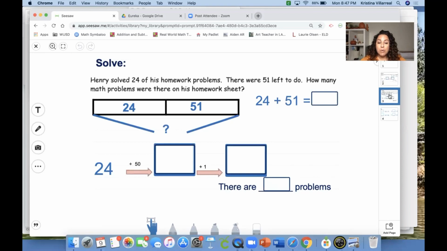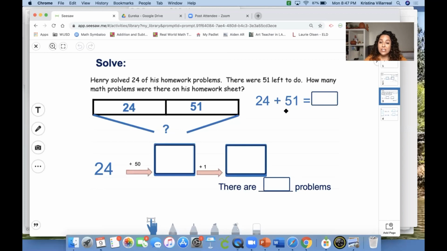Henry solved 24 of his homework problems. There were 51 left to do. How many math problems were there on his homework sheet? So Henry solved 24, but he had 51 more to go. We want to know how many he had to begin with. So I need to add those two numbers together. So here's my tape diagram. And here we go, 24 plus 51.